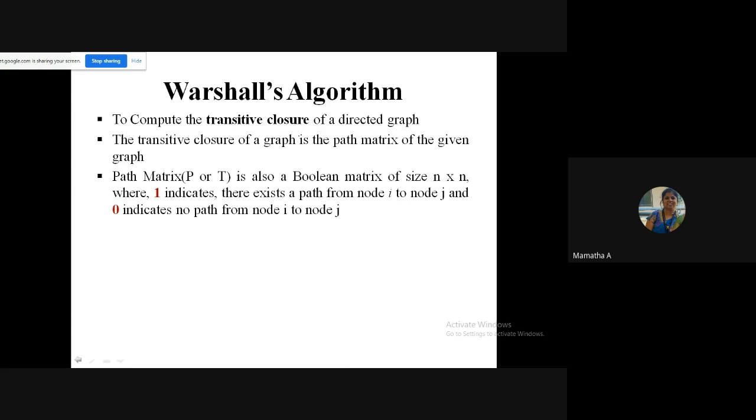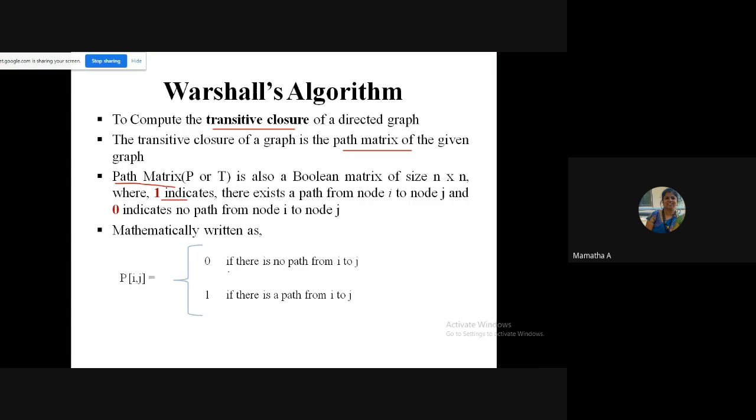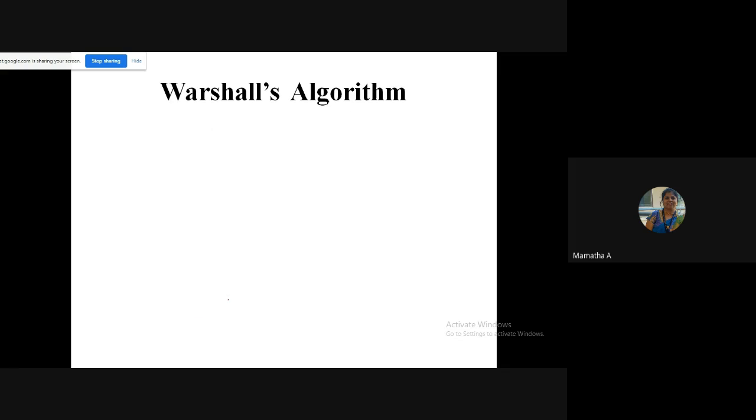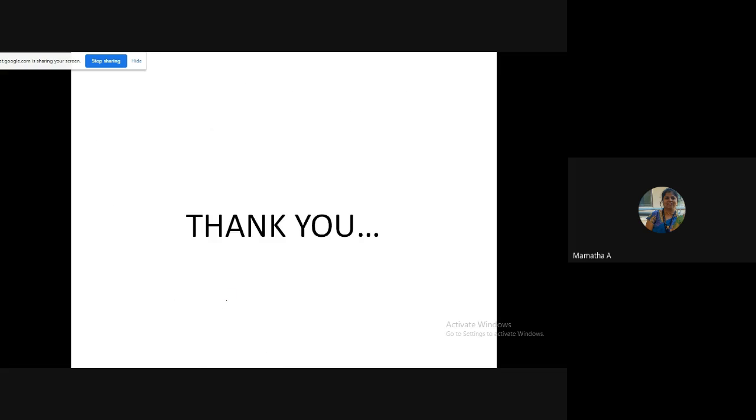Here Warshall's algorithm, as I told you, is used to compute the transitive closure. Transitive closure is nothing but the path matrix. What is a path matrix? A Boolean matrix of size n cross n, where 1 indicates there is a path between i and j, 0 indicates no path from i to j. So mathematically, P of ij is equal to 1 if there is a path from i to j, or 0 if there is no path from i to j. So mathematically, you will have to define the path matrix. Okay. I think we'll see it in the next class.